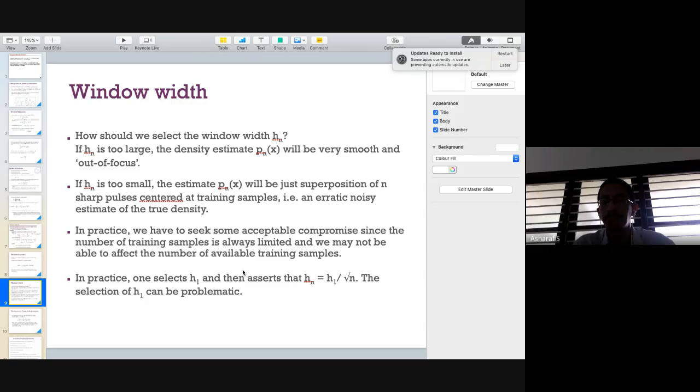Rather, a good strategy would be to start with a reasonable window size and iteratively refine the window size. So h1 can be your starting window, and h_n = h1 by root n, where n is the number of points under consideration. At any iteration you refine it. You keep bringing the window size down so that you have a smoother estimate. That's one way of doing it.